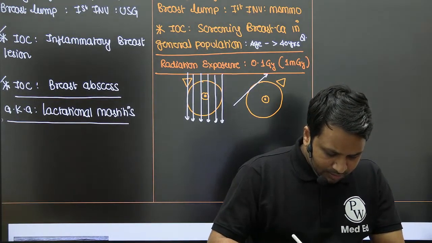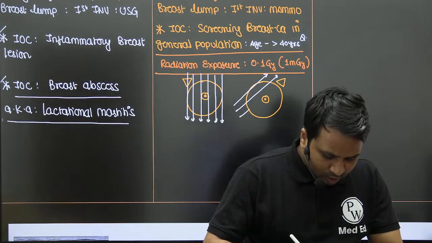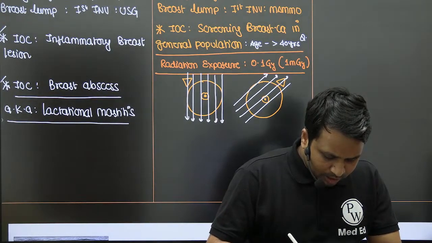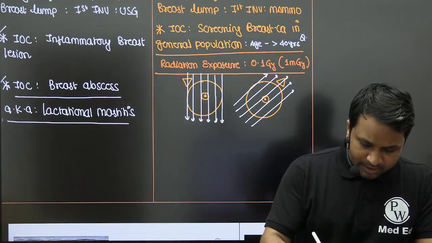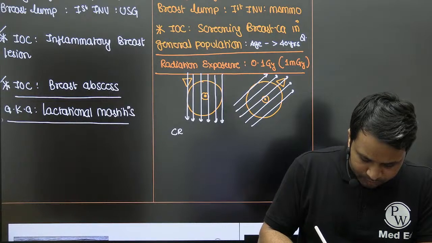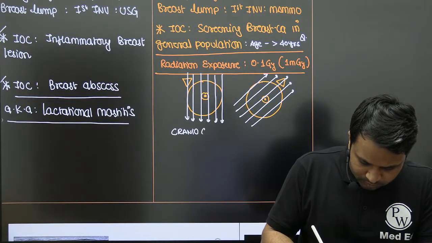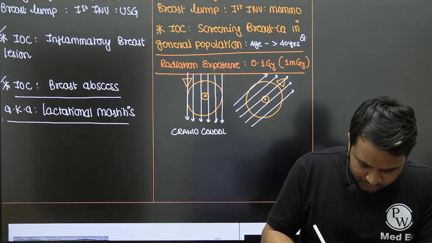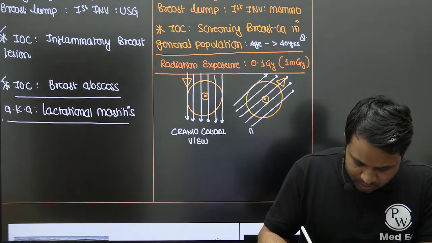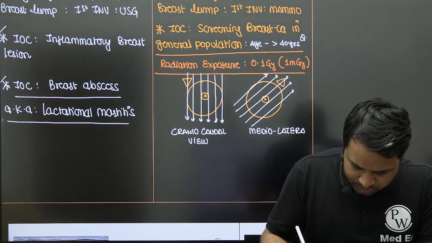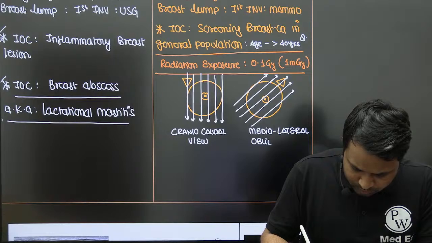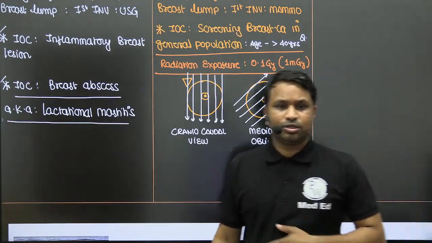In an oblique fashion you have put it. This is an oblique view, right? So there are two views that you have. Number one, it is the craniocaudal view. This is your craniocaudal view. And this is your mediolateral oblique view, right?